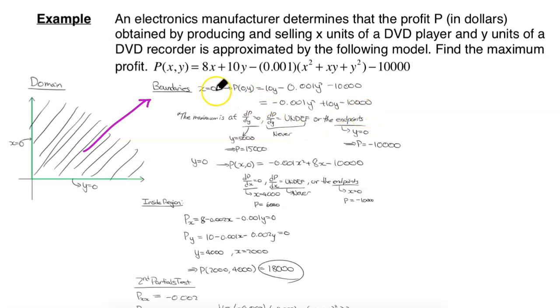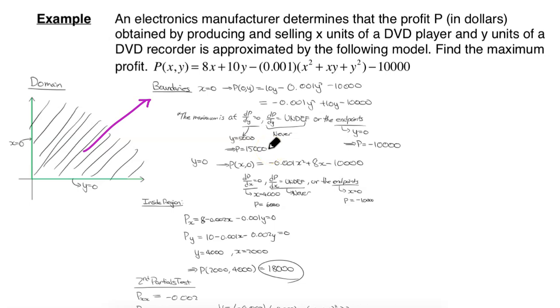Finally, the endpoint. So we are looking at the line x equals 0. We are looking at this line, and there's no endpoint as y grows, but there is an endpoint here at the origin. So that endpoint would be setting y equals 0. So we have two candidates here: y equals 5,000 and y equals 0. If we plug both in, we see that making this choice of building nothing is a very bad idea. And if we choose to build 5,000 DVD recorders with 0 DVD players, then we would make a profit of $15,000.